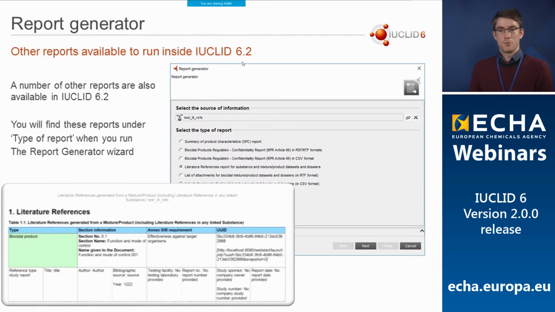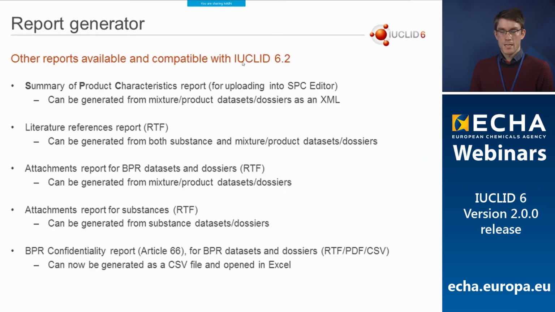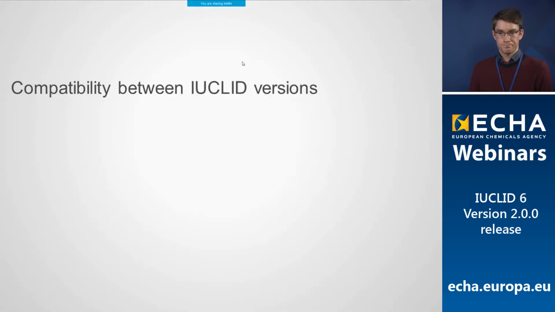For instance, the literature references report, which you see there. This lists for you all the literature references either derived from a substance or a mixture product. Here's a list of the other reports you can find in the report generator now. This includes, as I said, the literature references, but also a list of attachments for substances and mixture products, as well as a BPR confidentiality report, and as before, the summary of product characteristics report, which you generate as an XML and you import into SPC editor.